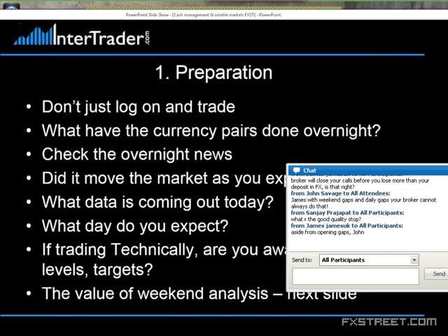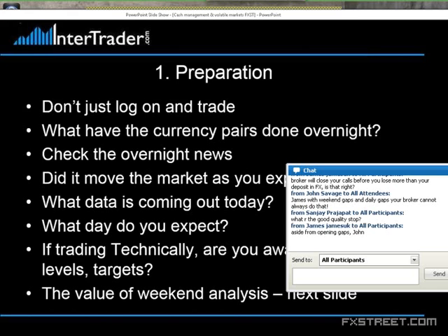Remember, the futures markets continue trading after the cash markets close. So what happened in those markets overnight or in late night trading? What data's coming out today? As I said, you should never be trading and get caught out by a big event like non-farm payroll. You should know when the key data is out.